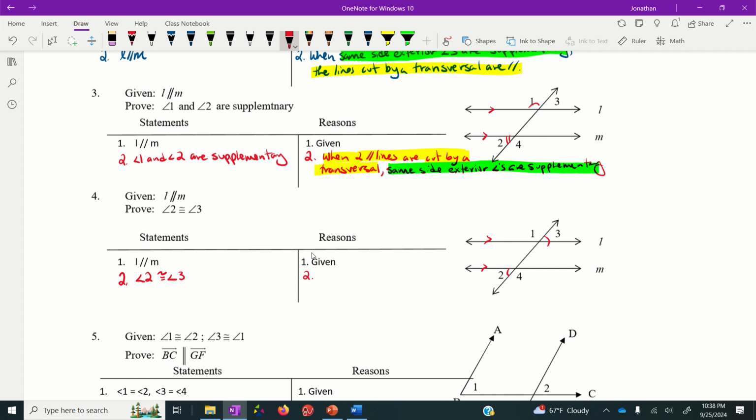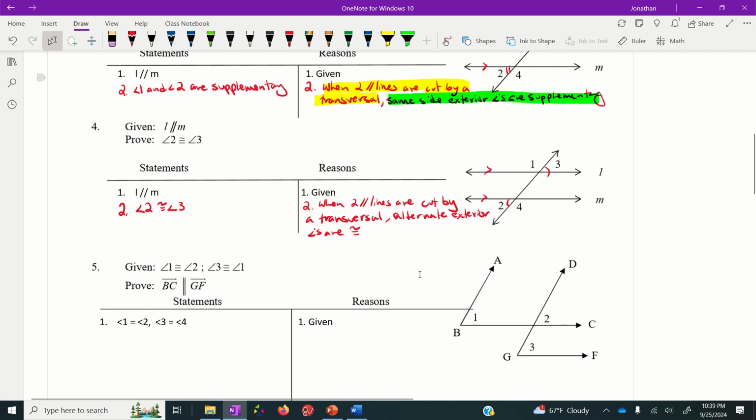Remember, we're going to write down the same start as last time. When two parallel lines are cut by a transversal, put a comma, and then add our angle information. Alternate exterior angles are congruent. Okay? And that's enough.